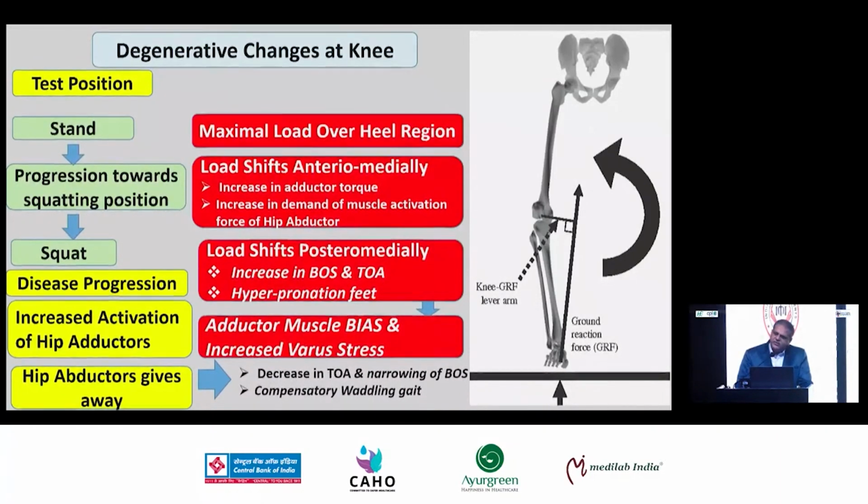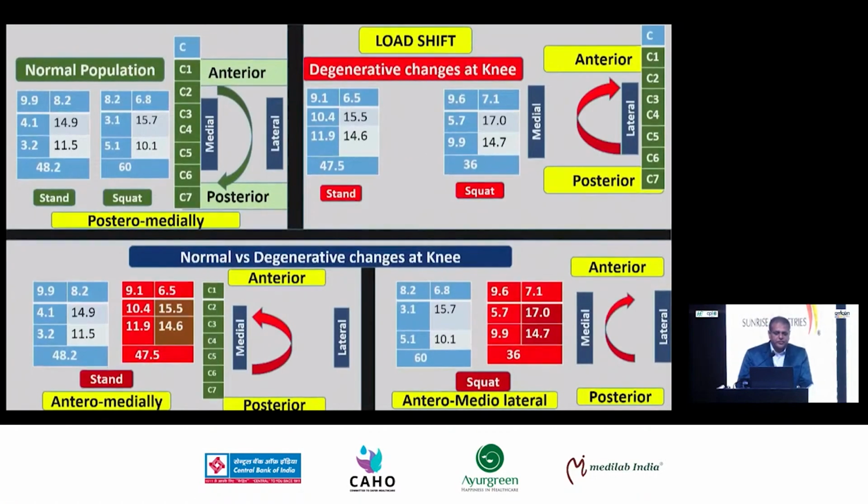But as the disease process progresses, there is increased activation of the hip adductors, resulting in adductor muscle bias and increasing varus stress. Once the abductor mechanism gives way, the patient compensates by decreasing the toe-out angle, with an increase in base of support and a waddling gait pattern.